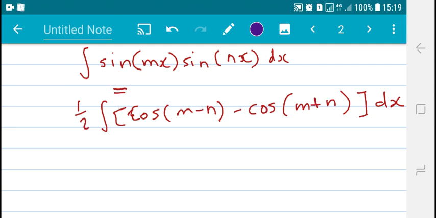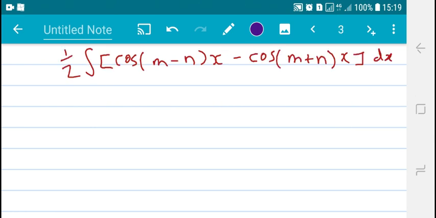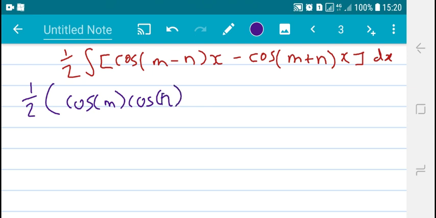I just want to prove this result very quickly by expanding this particular point. So I have to use compound angle formulas, of course, but I just want to prove that this is the case. So cosine of m minus n is just cosine of m, cosine of n plus sine of m, sine of n. Now this is just using a compound angle type of formula.